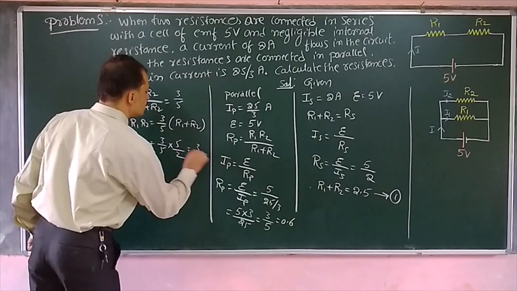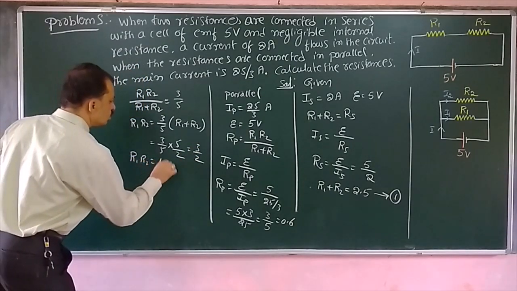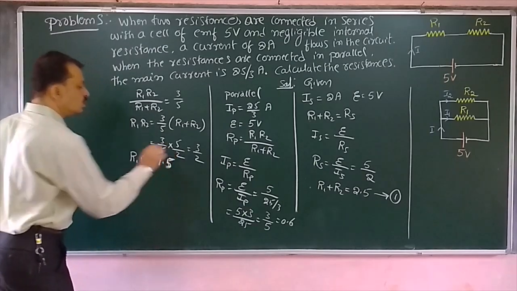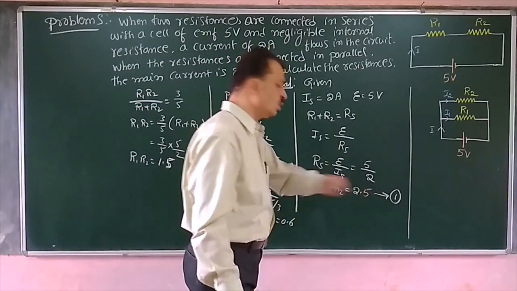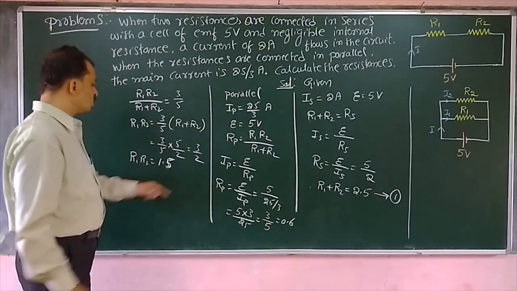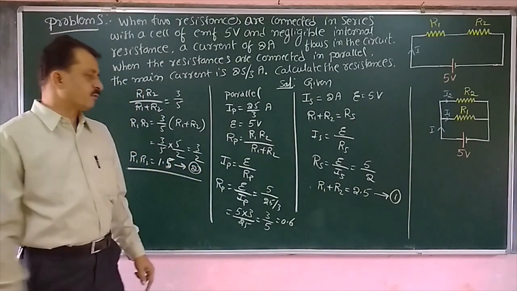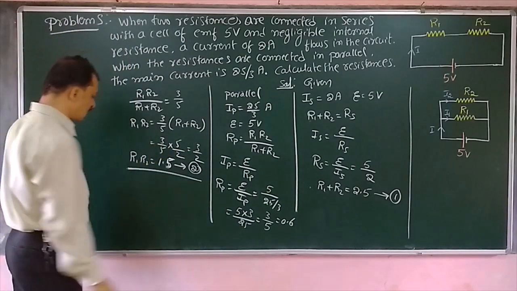Therefore R1 R2 is equal to 3 by 2, or 1.5. Therefore R1 plus R2 is 2.5. R1 R2 is 1.5. Call this equation 2. Now we have to solve for R1 and R2.